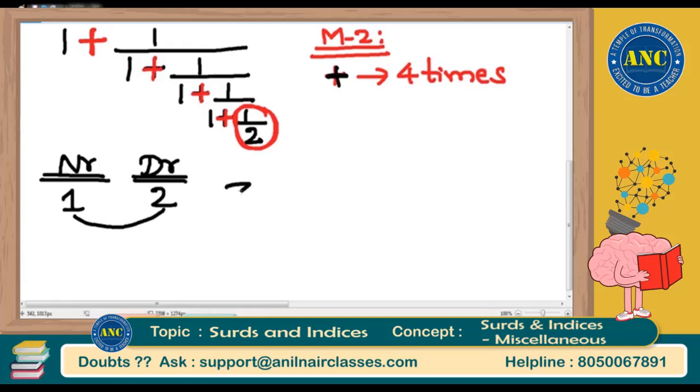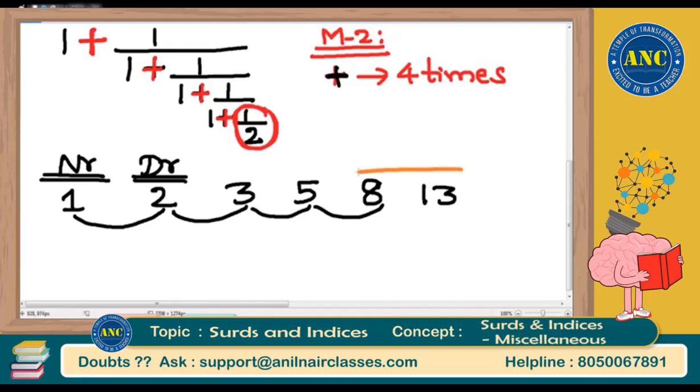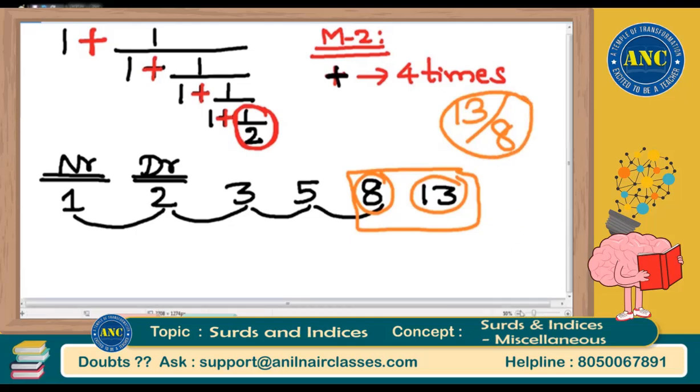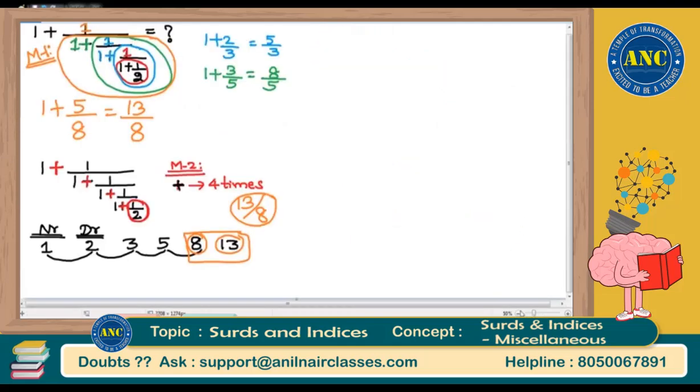1 plus 2 is 3. One time you added. 2 plus 3 is 5. Second time you added. 3 plus 5 is 8. Third time you added. 5 plus 8 is 13. Fourth time you added. That means the last two values give the answer. Last value is 13. Last but one value is 8. Divide, you will get the answer. Beautiful way, right, sir? Answer is 13 by 8.